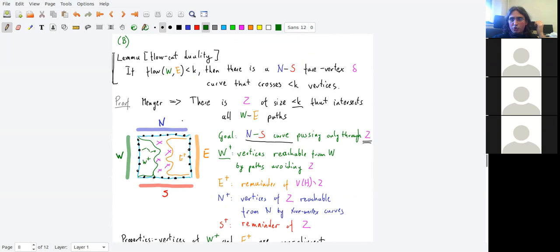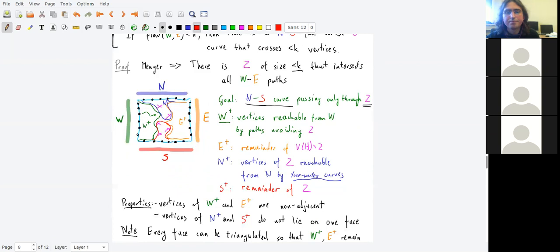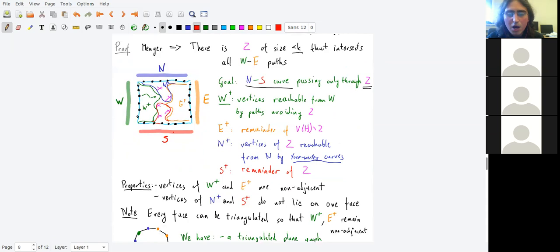Okay, so far I have colored all the vertices apart from Z. And now suppose that I do not have a phase vertex curve connecting north and south. Then I can also color the vertices of Z as follows. I color north plus all the vertices of Z that can be reached from the north by a phase vertex curve. And south plus will be all the remaining vertices of Z. Good. So I think I need to artificially also say that here, like this areas are also colored north and south. Okay, we'll fix it in a moment.